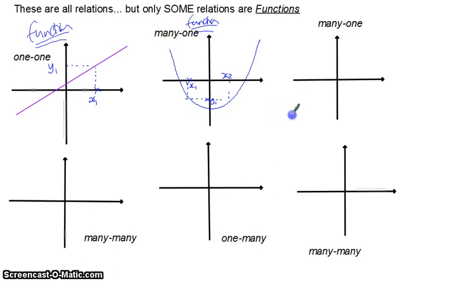Another many-one might be, say, a cubic like this, where we have our x value here, and there's another x value there that produces the same y value, and there's another x value there that produces the same y value. So they all produce that same y value there. Three x's producing one y, it's many x's producing one y, it's many-one. This is also a function.